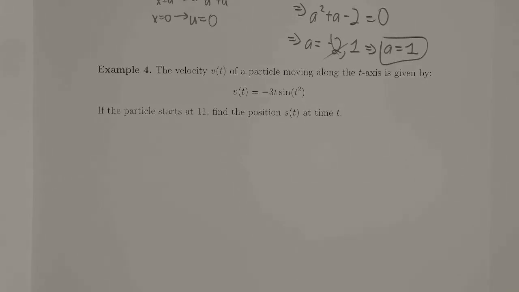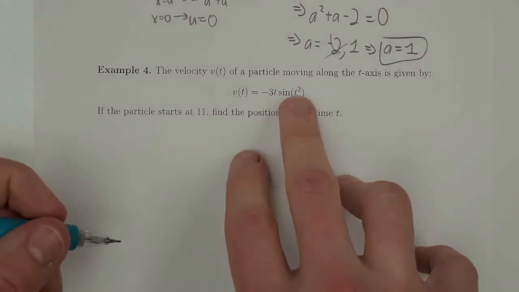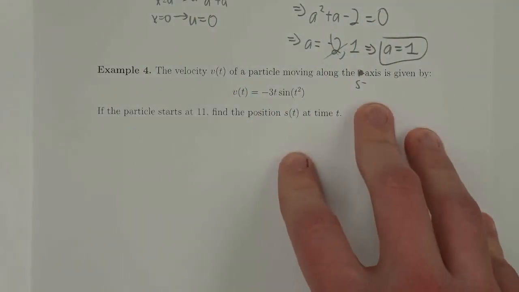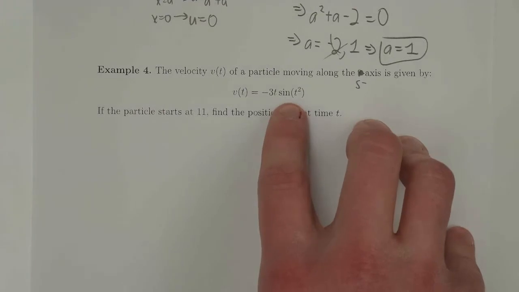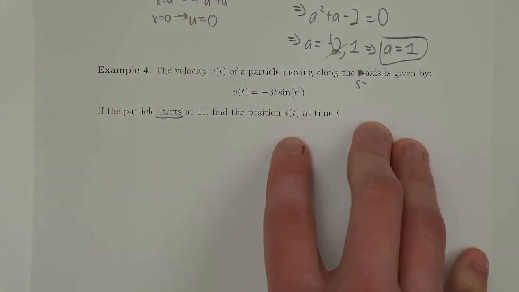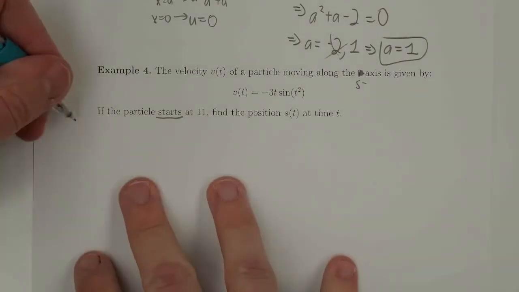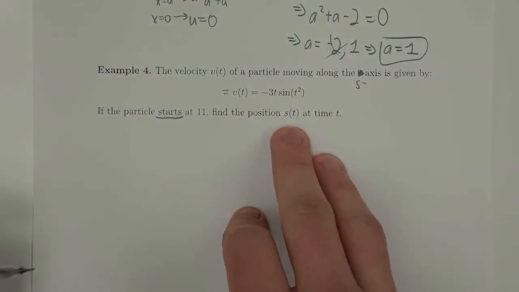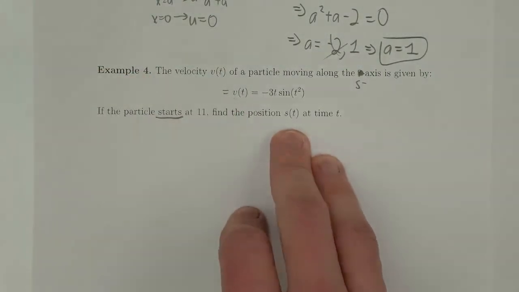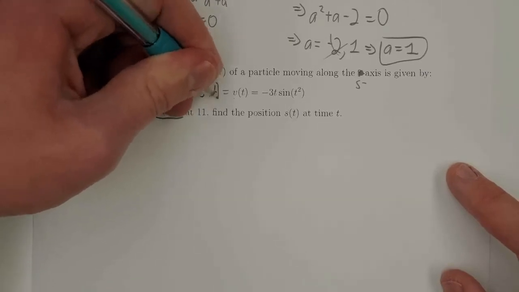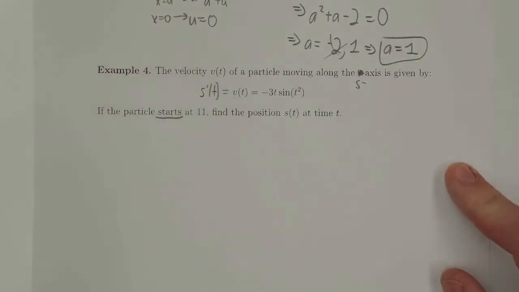So, we're looking at the velocity, v of t, of a particle moving along the x-axis, sorry for the typo, is given by this velocity equation here. And if the particle starts at 11, we need to find the position at time t. So, if you recall from Calc 1, what's the relationship between velocity and position functions? Velocity is the derivative of position. Yep. So we have s prime of t is equal to v of t, right?